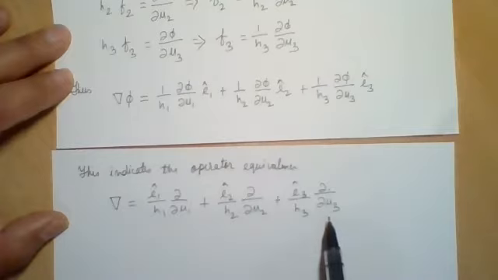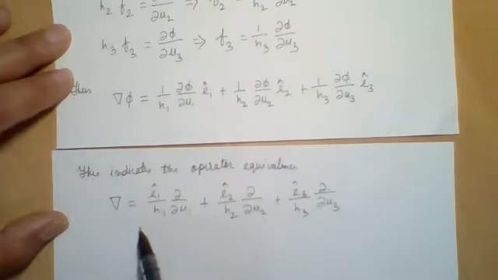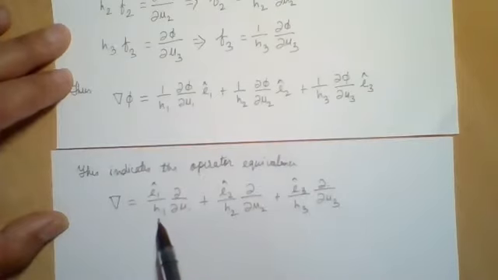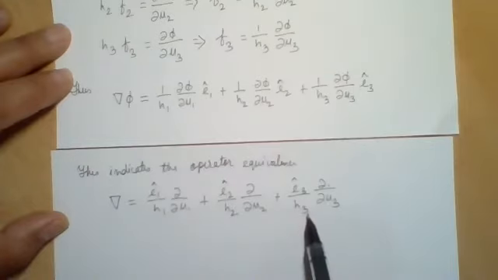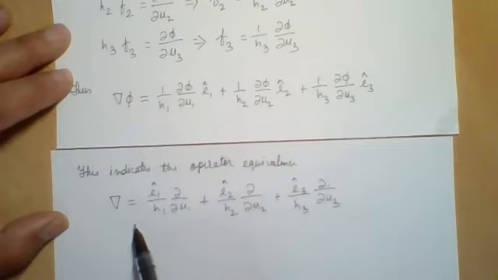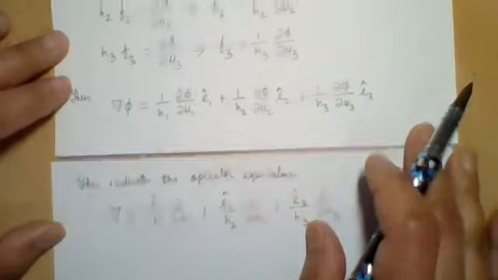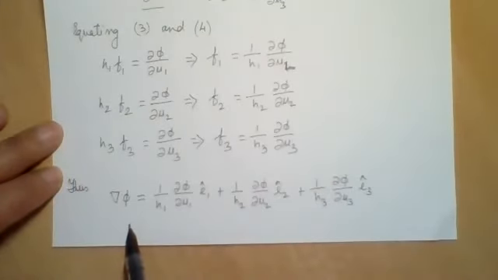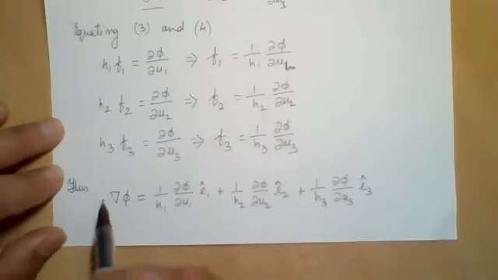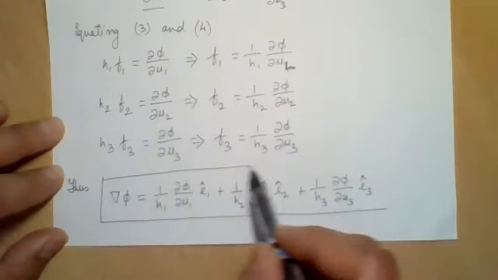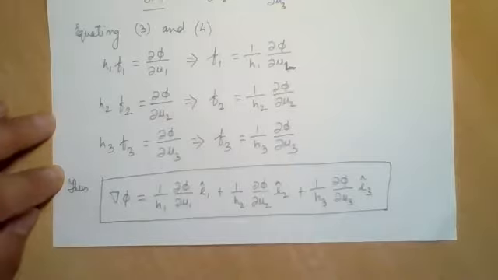In rectangular coordinates, that is in Cartesian coordinates, h1 is 1, h2 is also 1, h3 is also 1, and u1 will be x, u2 will be y, u3 will be z. So this reduces to the usual expression for the operator del in rectangular coordinates. Okay, so this is the expression for the gradient of a scalar field in orthogonal curvilinear coordinates.